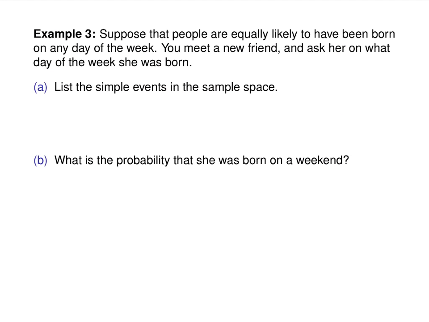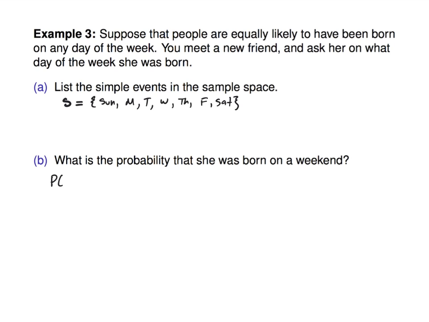Okay. So example 3, suppose people are equally likely to be born on any day of the week. You meet a new friend and you ask her on what day of the week she was born. Like she's gonna know. But we'll just pretend. What are the simple events in the sample space? Days of the week, so let's list them. Abbreviated, please. Sun, Mon, Tues, Wed, Thurs, Fri, Sat. You should separate the Tuesday and Thursday somehow, and the Saturday and Sunday somehow. Or you could call them days 1 through 7, beginning with a Monday, whatever.